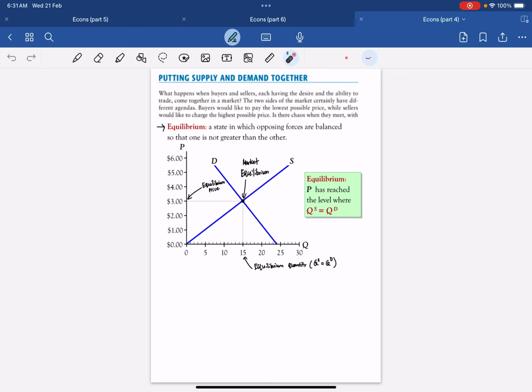So, I throw out this term, equilibrium. What does it mean? It just means that the supply and the demand are the same at that point. So it is a state in which the opposing forces are balanced. So it's the demand force and the supply force.